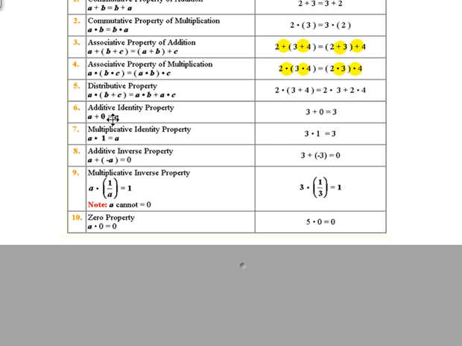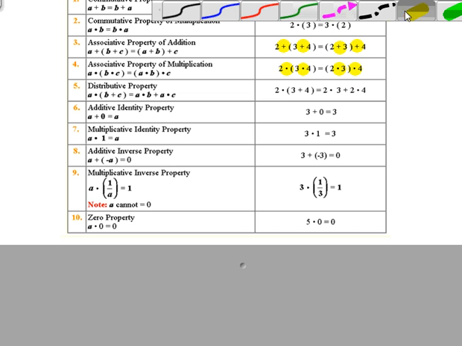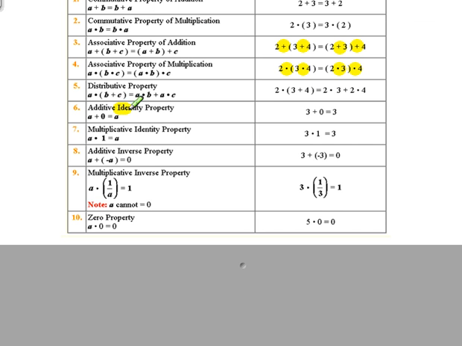The additive identity is 0, meaning I can add 0 to anything and I still get the same thing back again. That is the meaning of the word identity. The identity stays the same. So for multiplication, what can I multiply anything by and have it stay its same identity? That would be 1. The additive inverse, however, you have to look at this.